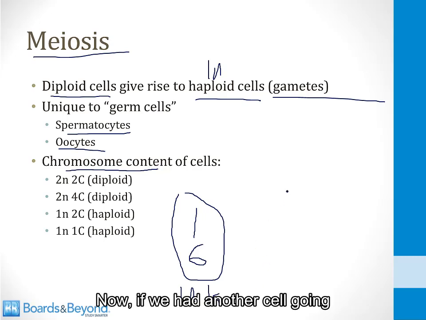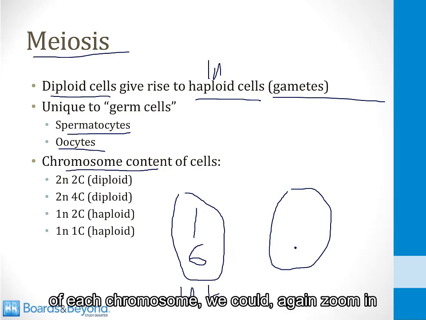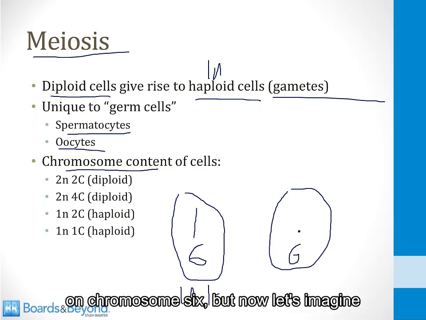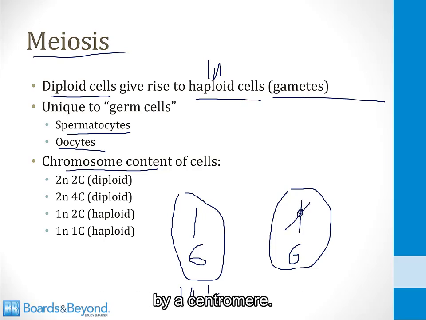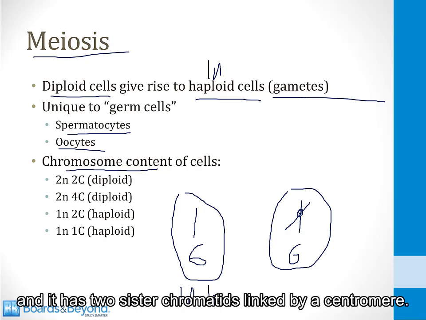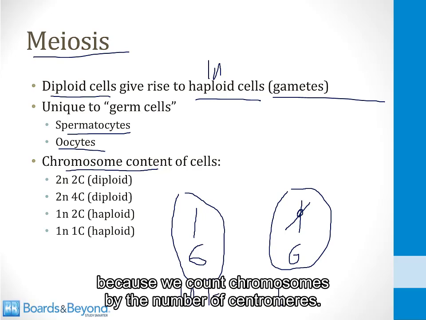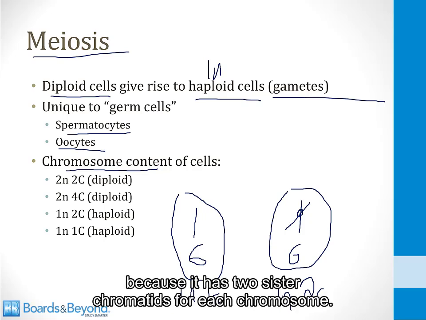Now, if we had another cell going through spermatogenesis and it had a single copy of each chromosome, we could again zoom in on chromosome 6, but now let's imagine that this cell has two sister chromatids linked by a centromere. So this cell has gone through DNA synthesis, and it has two sister chromatids linked by a centromere. We would still call this cell 1N because we count chromosomes by the number of centromeres, but we would say that this cell now is 2C because it has two sister chromatids for each chromosome.